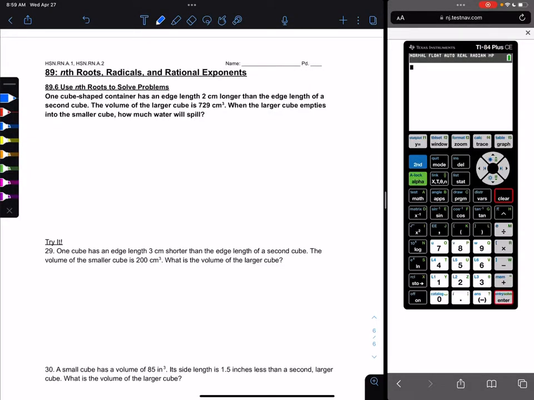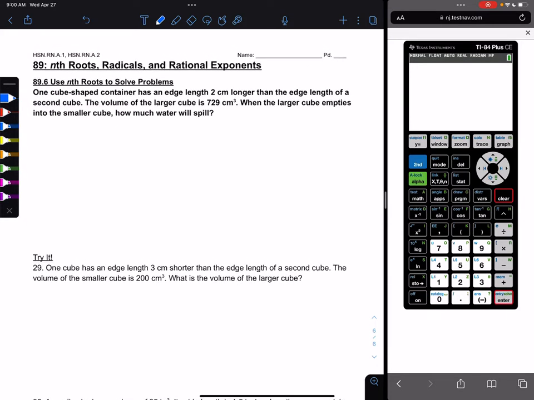In this video, we're going to look at topic 89, example 6, use nth roots to solve problems. So this is our final example for this section. We have one cube-shaped container has an edge length 2 centimeters longer than the edge length of a second cube. The volume of the larger cube is 729 centimeters cubed. When the larger cube empties into the smaller cube, how much water will spill?